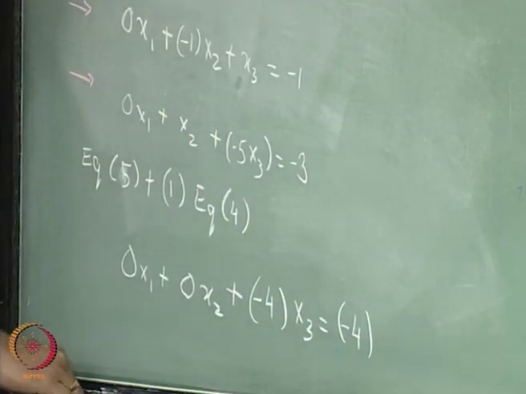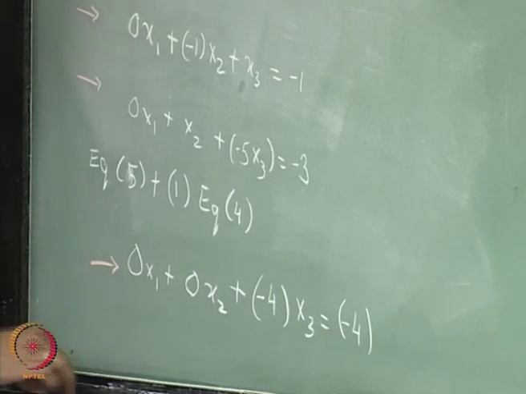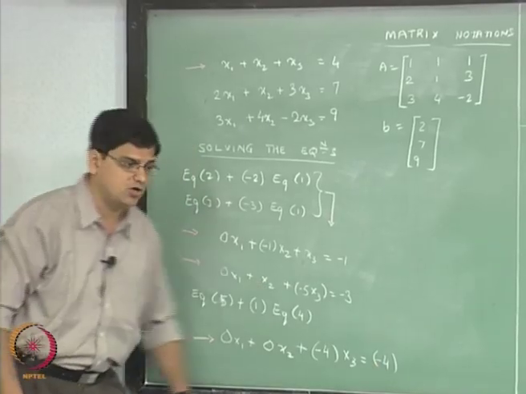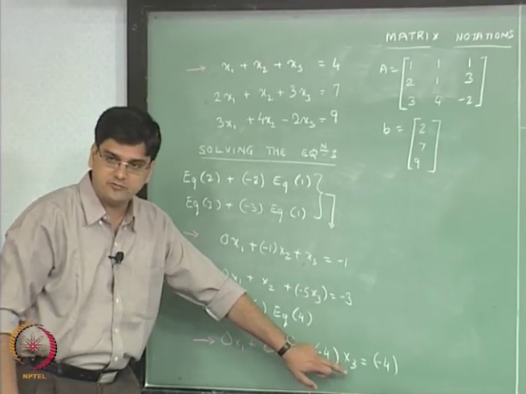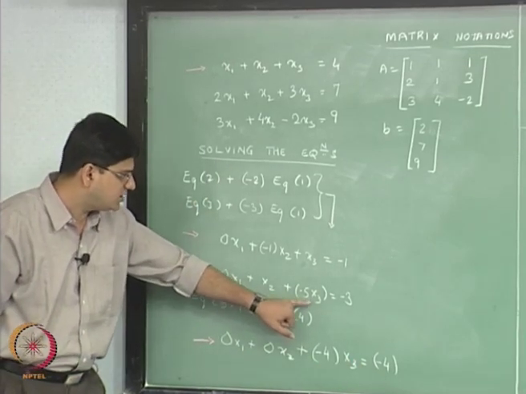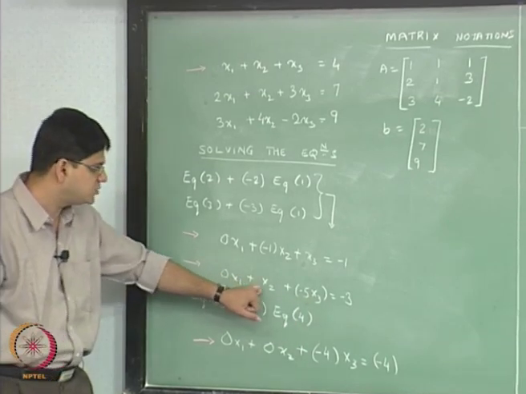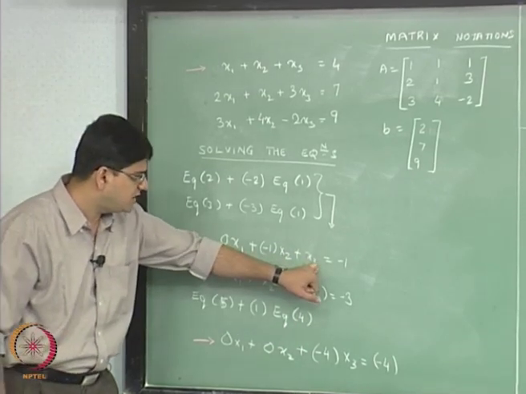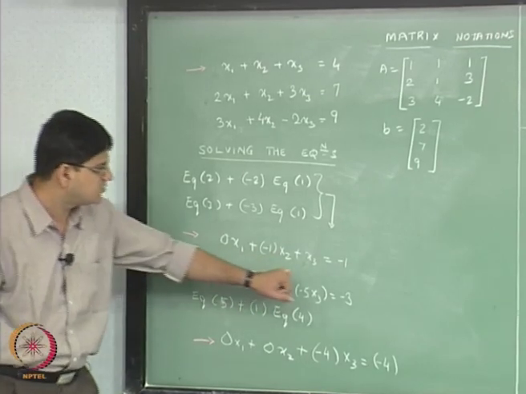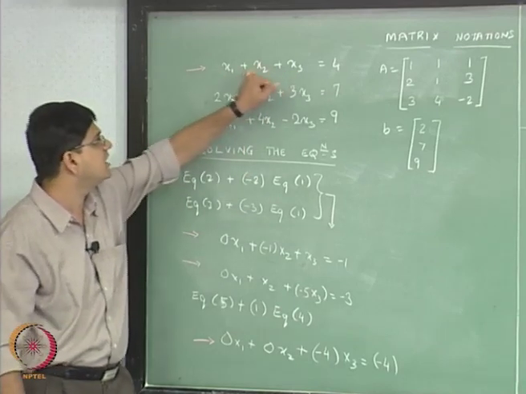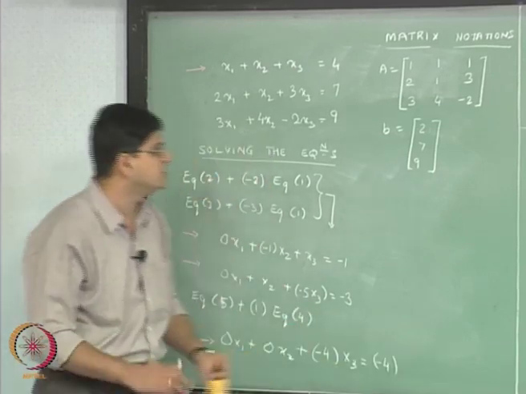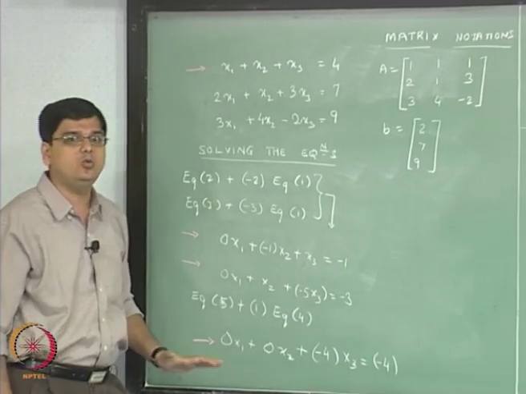So now we have the three equations in three unknowns. The last equation is 0 x1 plus 0 x2 minus 4 x3 equal to minus 4. Back substituting we will get x3 equal to 1. Next we will substitute x3 equal to 1 in the second equation and we will get x2 equal to 2, and x3 equal to 1 and x2 equal to 2 in the first equation will give us x1 equal to 1. Okay. This is how we go about solving.